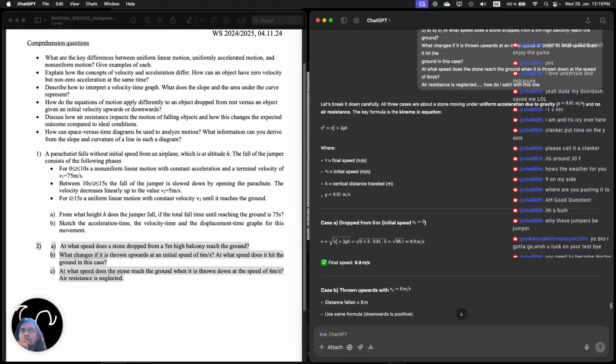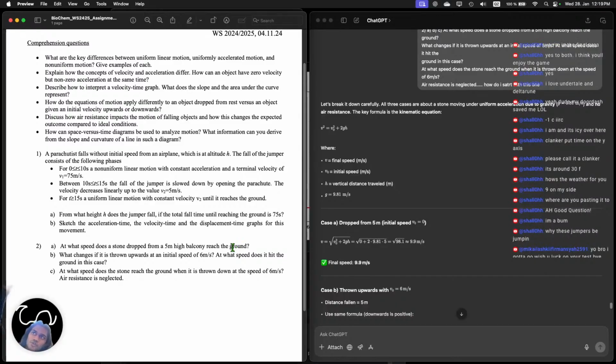Let's break it down. At what speed does a stone dropped from a 5 meter high balcony reach the ground? A 5 meter high balcony, a stone is dropped.